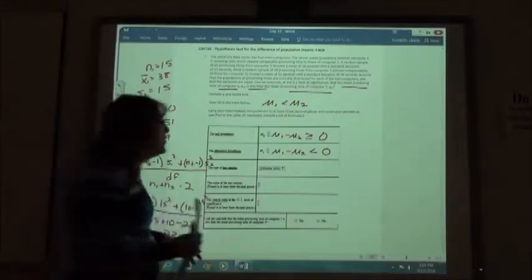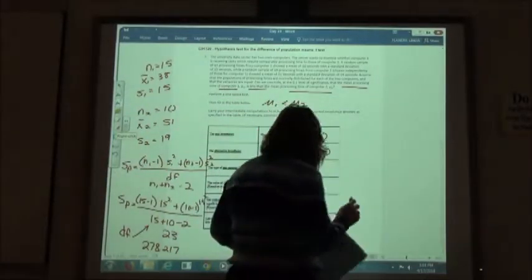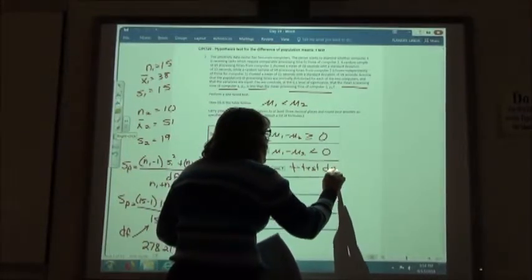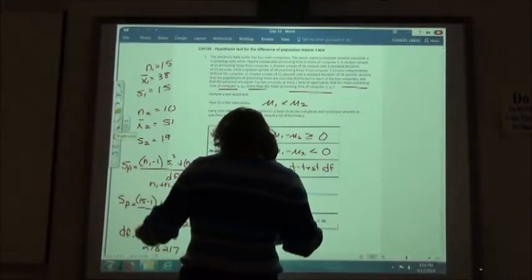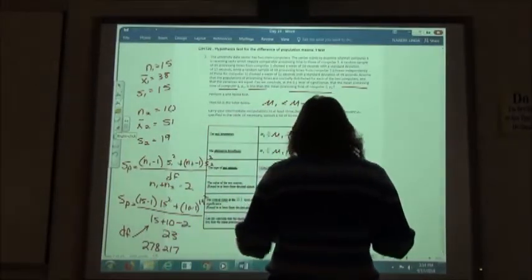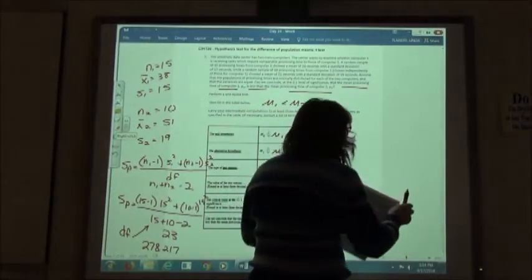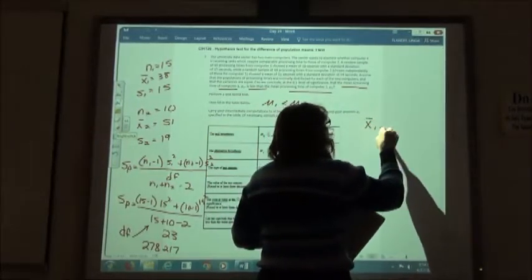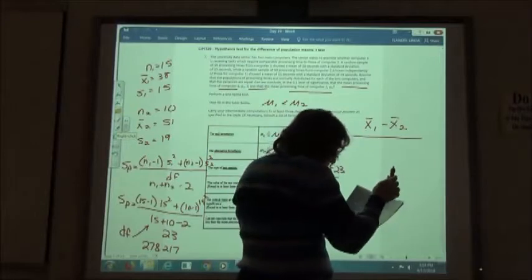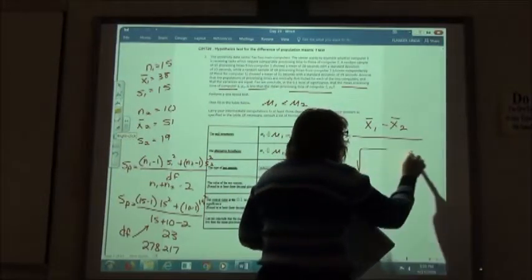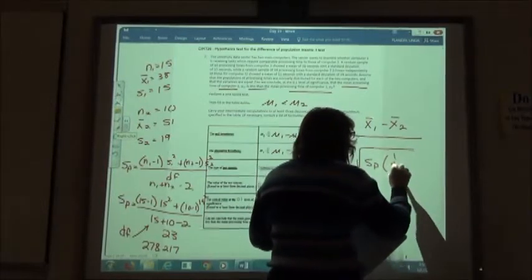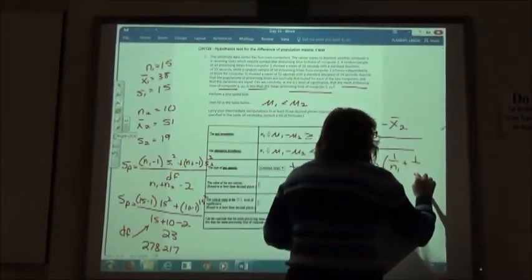Now we have to figure out the test statistic, which I skipped over. We better put that in there. We're doing a t-test with a degree of freedom of 23. That was the bottom number here. So now for my formula, I'm going to do the mean of the first one minus the mean of the second one, over the square root of the SP times 1 over N1 plus 1 over N2.